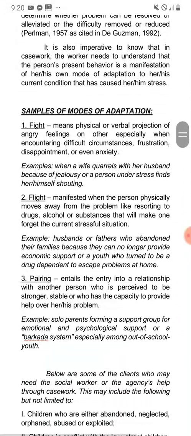Okay. I have just one question for you. Okay, so ikaw, if you experience painful situations in your life, what is the usual mode of adaptation you do? You fight, flight, or pair? So you just need to comment your answer on the comment section. Fight, flight, or pairing, and then you need to tell the situation.